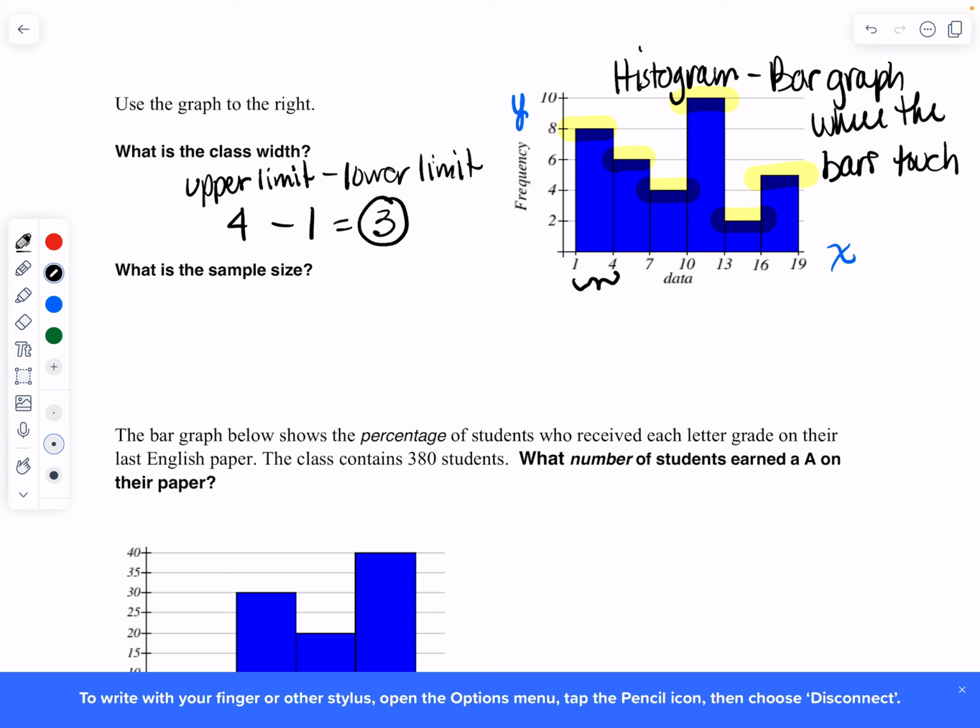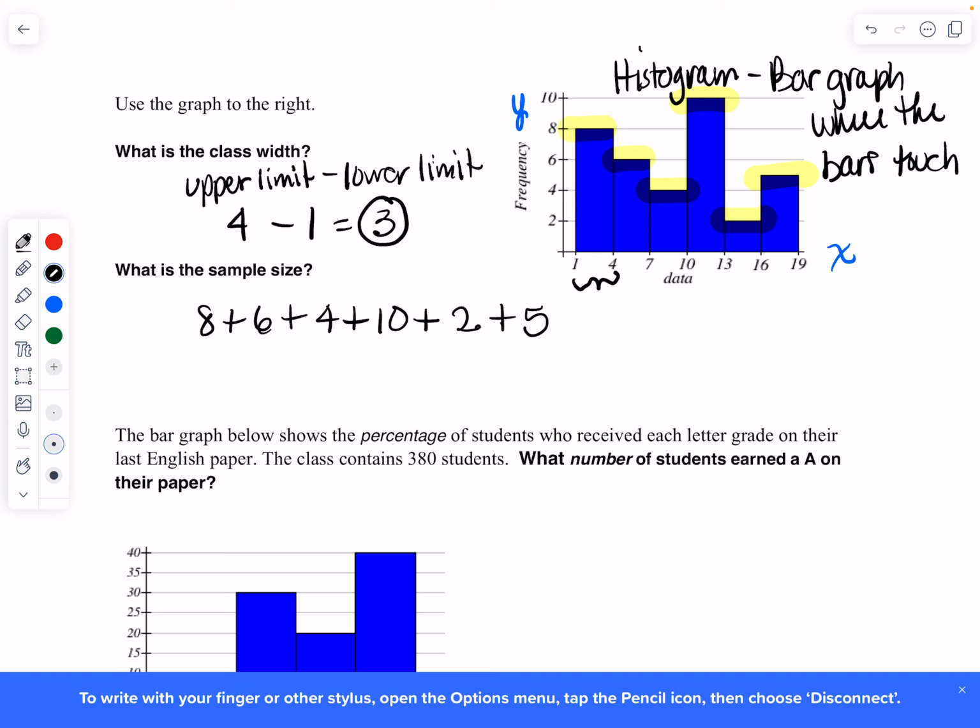So what does that look like? So for the first bar, going from 1 to 4, the height or the frequency of it is 8. So I'm going to do 8 plus. And then the second bar, from 4 to 7, I have 6 people. So plus 6. The third bar, from 7 to 10, I have 4 people. The next bar, or the fourth bar, from 10 to 13, has 10 people. The fifth bar, from 13 to 16, has 2 people. And finally, the last bar from 16 to 19 has 5 people.